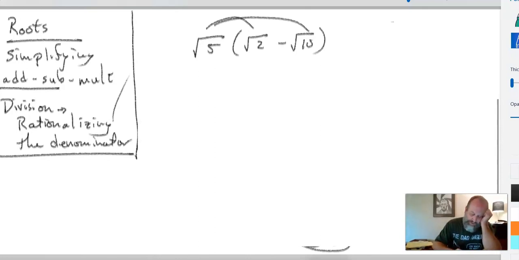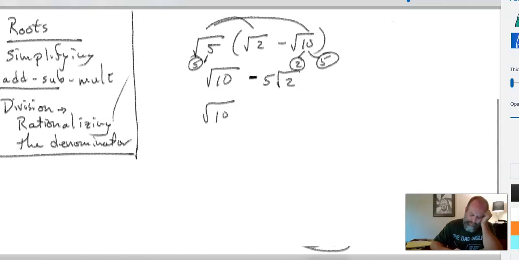Square root of 5 times square root of 2 is the square root of 10, right? Because 5 times 2 is 10. Square root of 5 times the negative square root of 10, well, I know this is going to be negative. I know that 5 is already prime and 10 is 2 times 5. And so if I just pair that 5 with that 5, I'll get a 5. And this leftover tells me it's root 2. So I end up with root 10 minus 5 root 2.